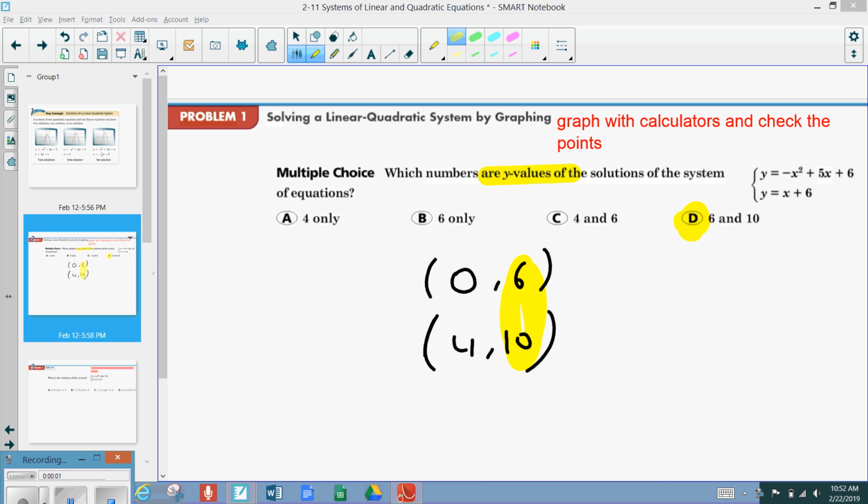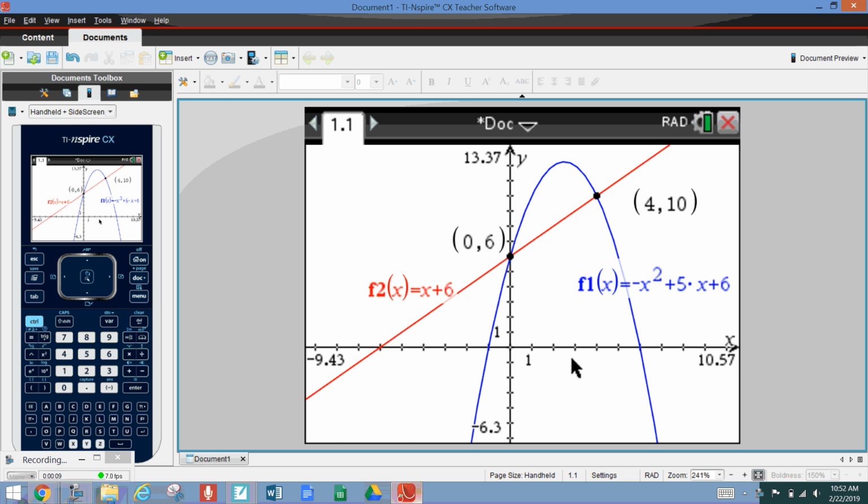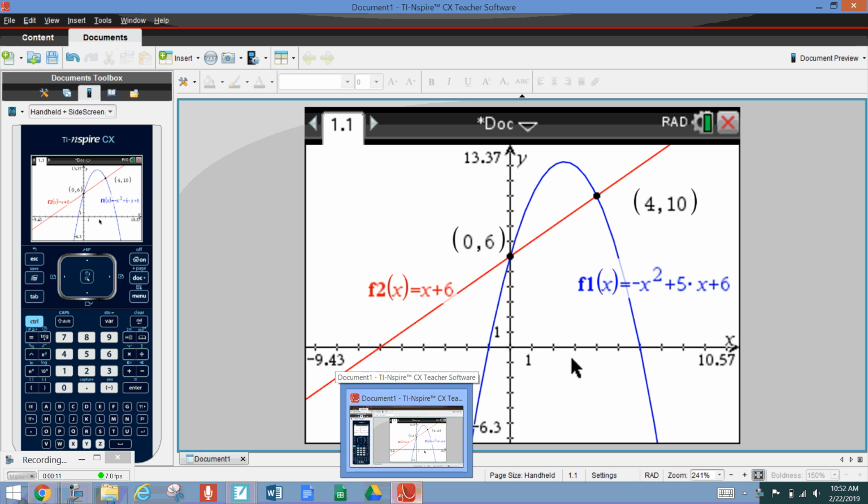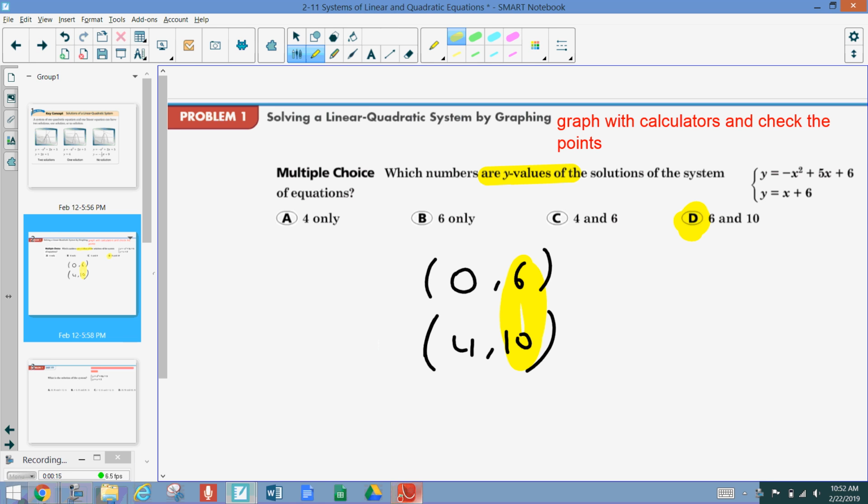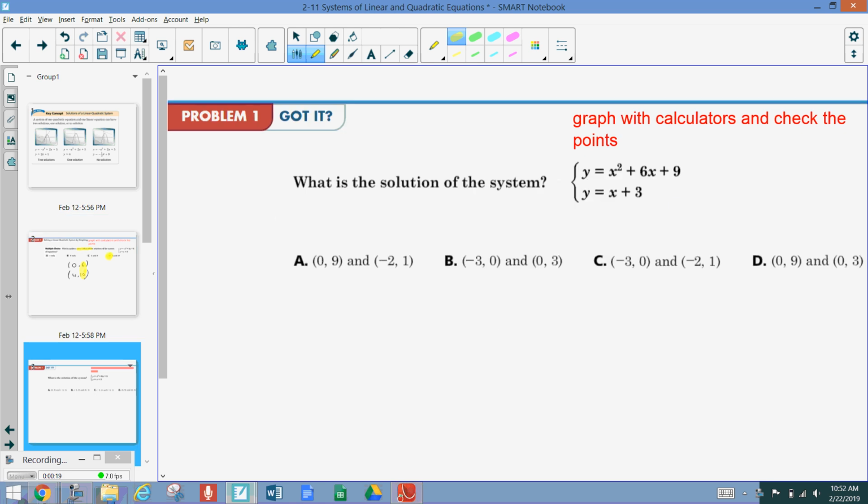As a summary, we're given a quadratic function and then a line here. We just put those into our calculators here, and then we found the intersection points. The question was, what were the y values? It's 6 and 10. Next example, we'll do the same thing. I think you just put it into your calculators, everybody, and then find it.